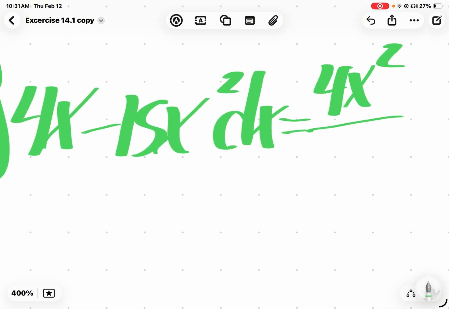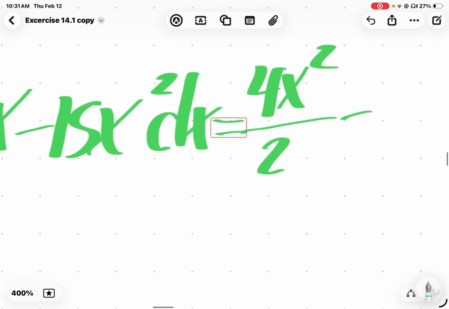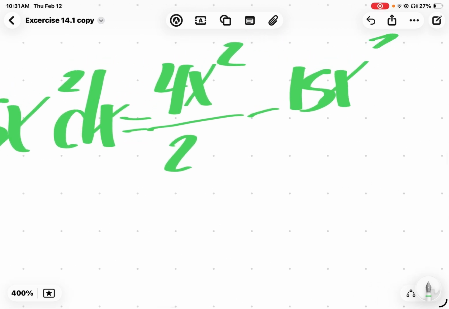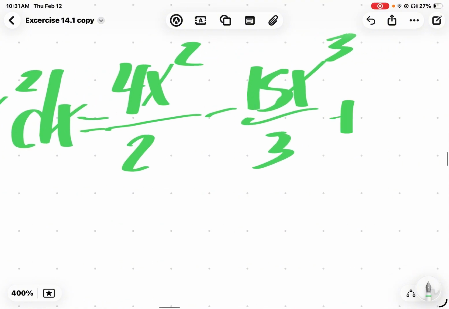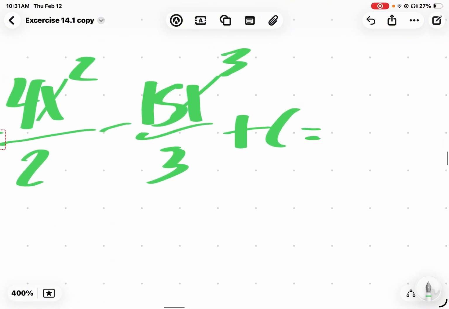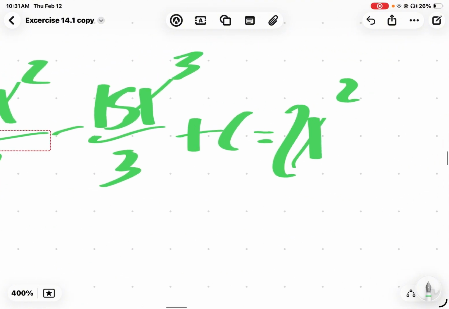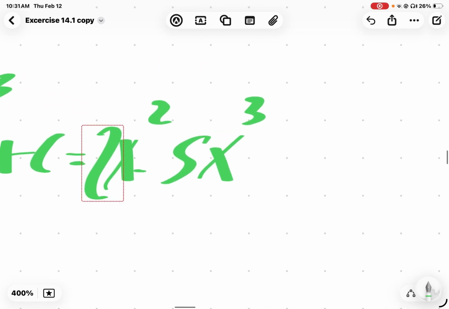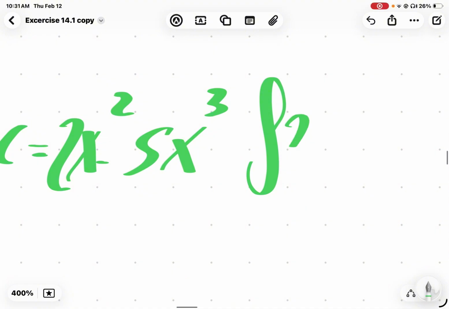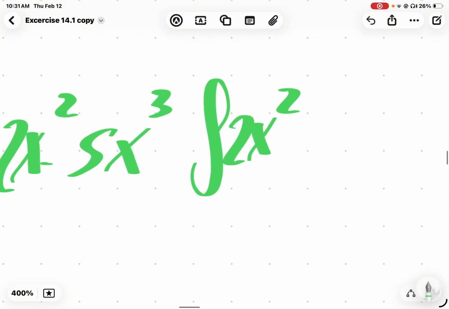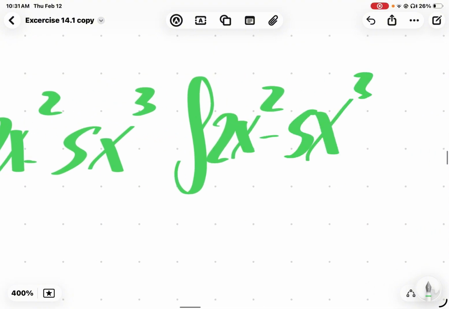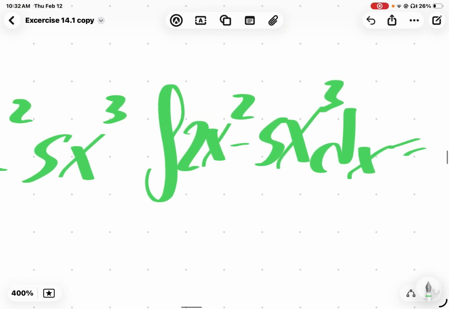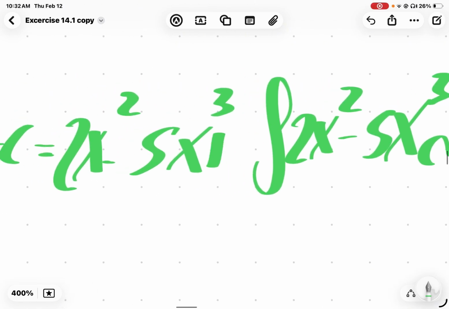So we add 1 to the exponent, divide by the new exponent: 4x squared over 2, minus 15x, and then 2 plus 1 is 3, over 3. Can't forget plus c, which simplifies to 2x squared minus 5x cubed. Now we have to take the integral again. So you have the integral of 2x squared minus 5x cubed dx, which gives us, and we can't forget plus c.